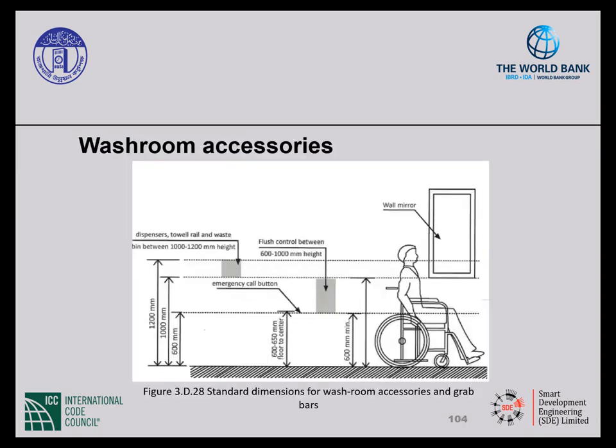You also have to be concerned about the accessories that are in the washroom. So if you have a mirror, it's mounted 1000 millimeters above finished floor maximum. The flush control again is 600 to 1050 millimeters above finished floor. The emergency call button is 600 to 650 millimeters above finished floor. And other accessories such as the towel dispenser, the towel rail, and the waste bin should all be between 1000 and 1200 millimeters above finished floor.